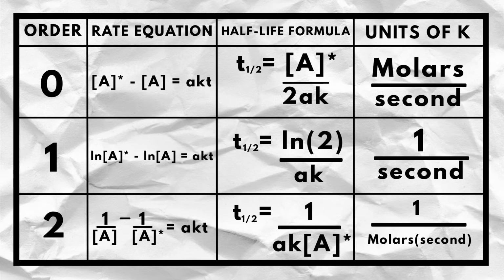The half-life equation for the zero order is t sub 1/2 equals A naught over 2aK. For the first order, it's t sub 1/2 equals ln 2 over aK. For the second order, it's t sub 1/2 equals 1 over A naught times aK. The units of k in the zero order is molars per second. The units of k in the first order is per second, and the units of k in the second order is per molar second.